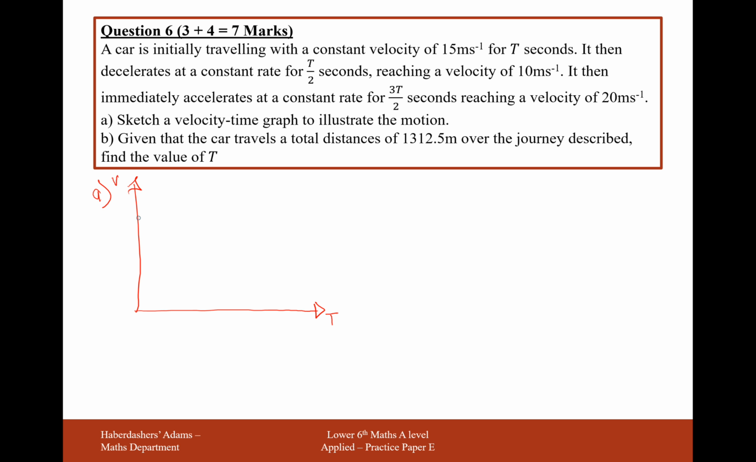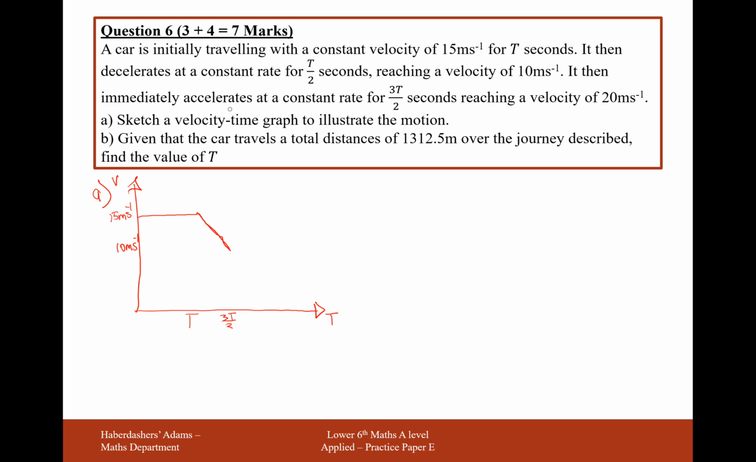So we start at a constant velocity of 15 meters per second. So 15 meters per second here for a time of t seconds. It then decelerates at a constant rate for t over 2 seconds. So the next part here is going to be 3t over 2 to a velocity of 10 meters per second. So the velocity will drop to 10 meters per second, and at that time we're at 3t over 2.